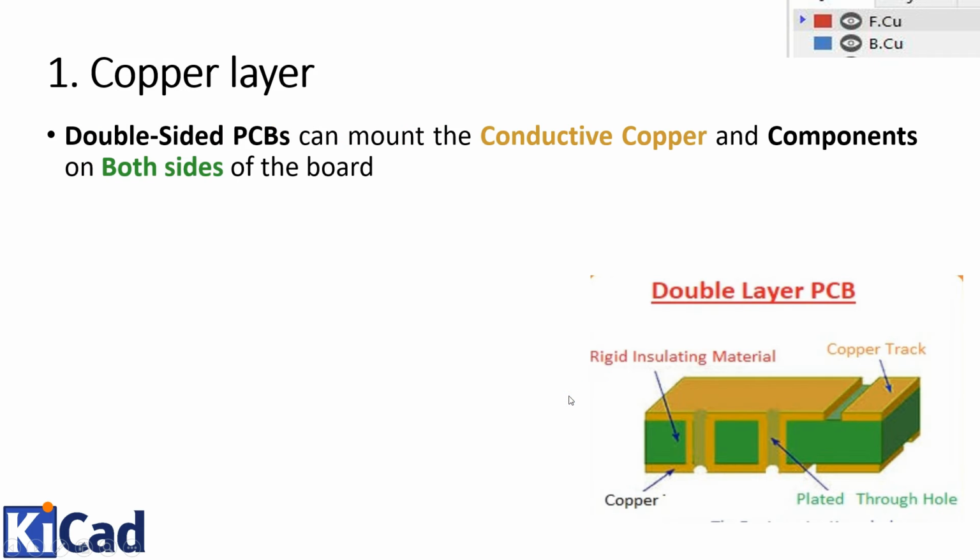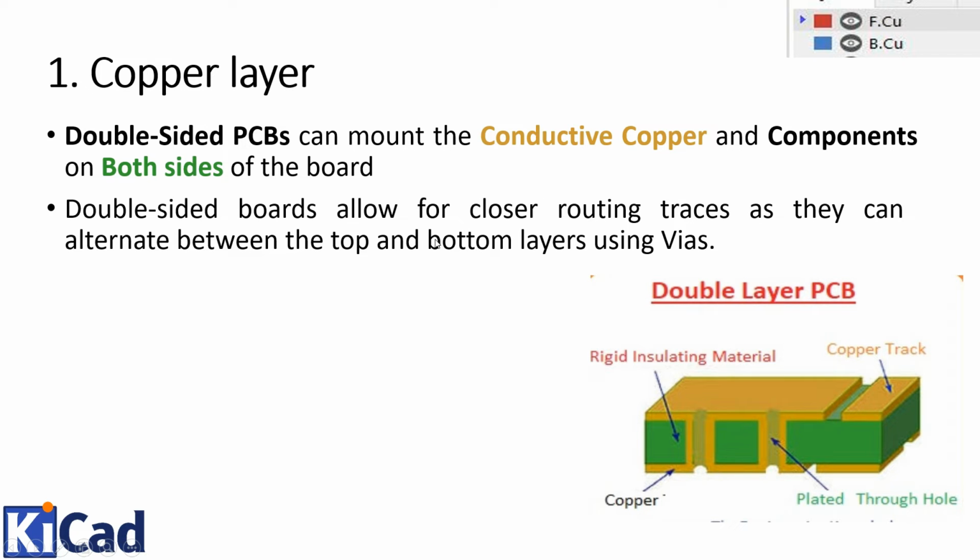And if we have a double-sided PCB, in a double-sided PCB we can mount the conductive copper and the components on both sides of the board. So over here you can see that we have copper tracks on the top as well as the bottom of our PCB, and we have just drilled the holes through the PCB, and in this way we can mount our component either on the top side or on the bottom side.